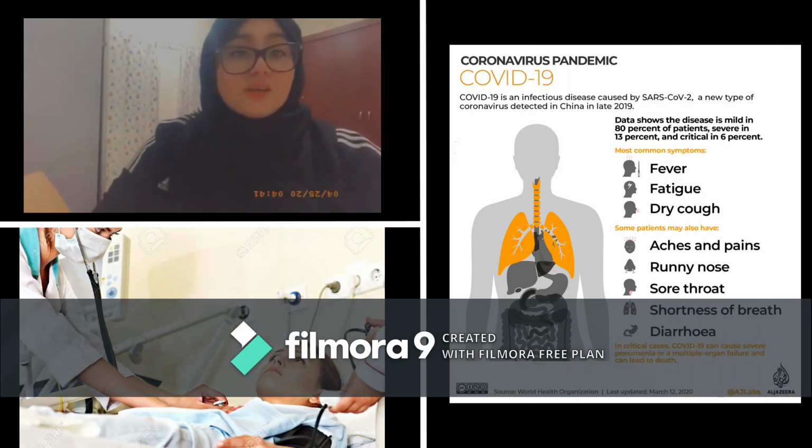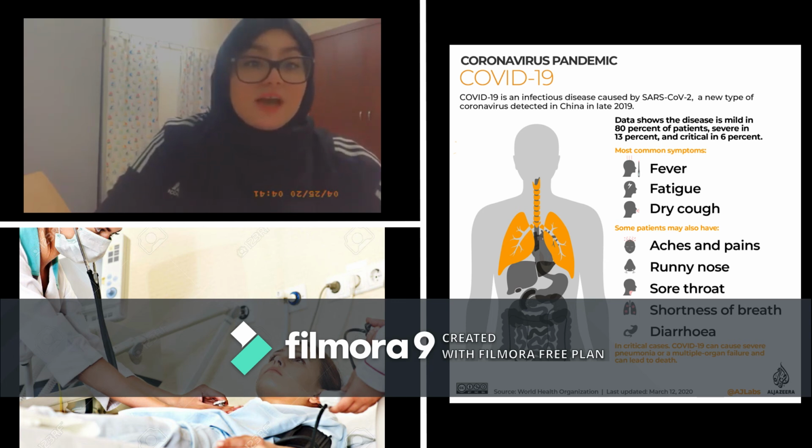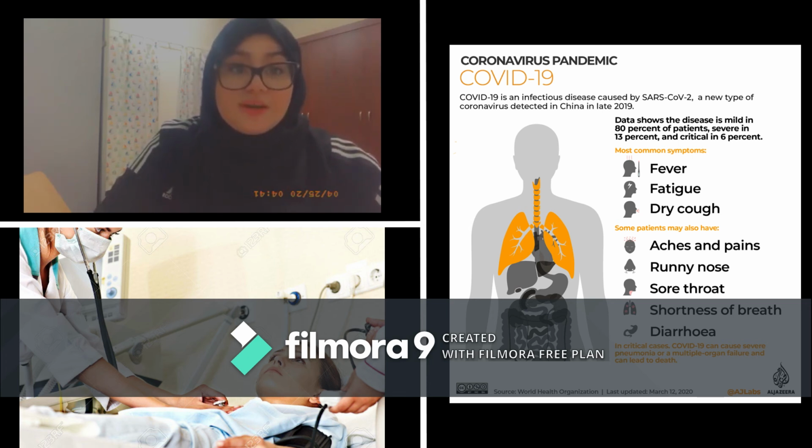So in the incubation stage, the coronavirus is going to continue multiplying in the host. Then in week 1, you're going to have symptoms like fever, shortness of breath, abdominal pain, and chills. For week 2, you're going to have pneumonia or ARDS, acute respiratory distress syndrome. Then in week 3, there will be organ failure and sepsis.